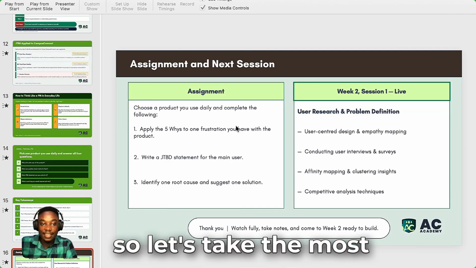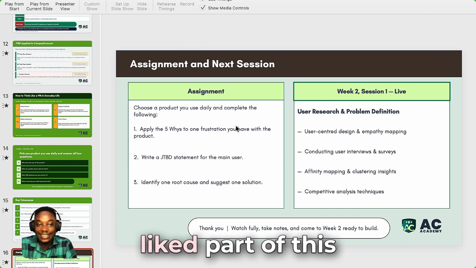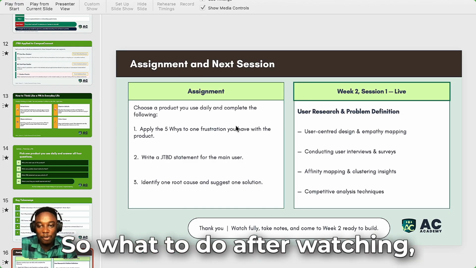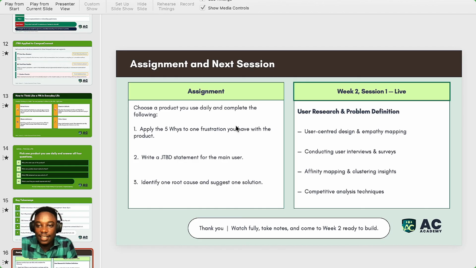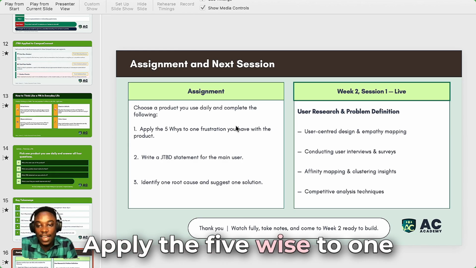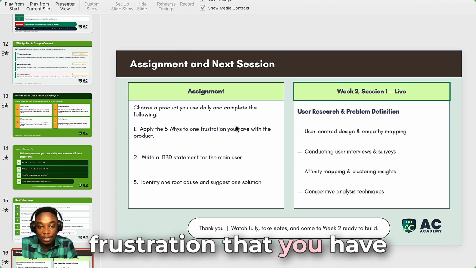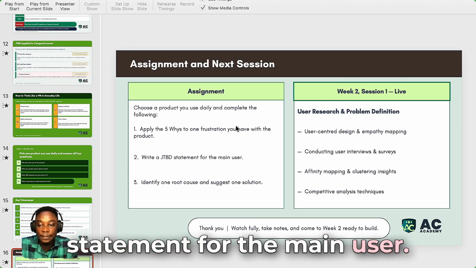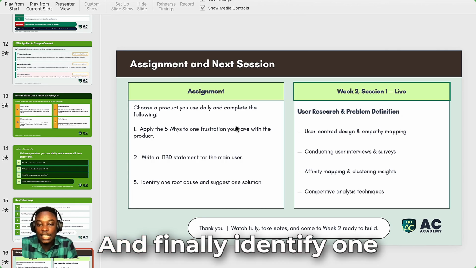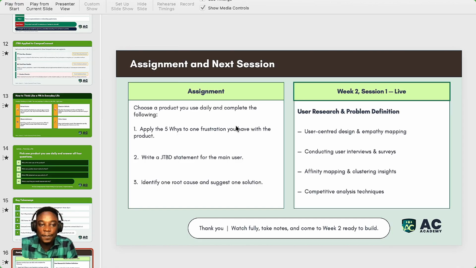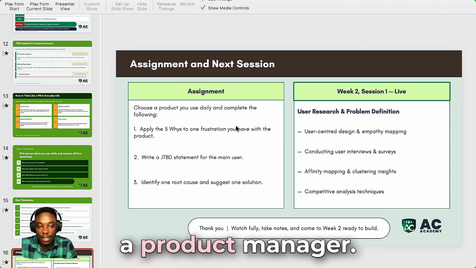All right. So let's take the most liked part of this course, the assignment and next session. What to do after watching? For your assignment, choose one product to use daily, apply the five whys to one frustration that you have with that particular product, and then write one JTBD statement for the main user. And finally, identify one root cause and suggest one possible solution to it. Keep it simple and clear. You are not expected to be perfect. The goal is to practice thinking like a product manager.